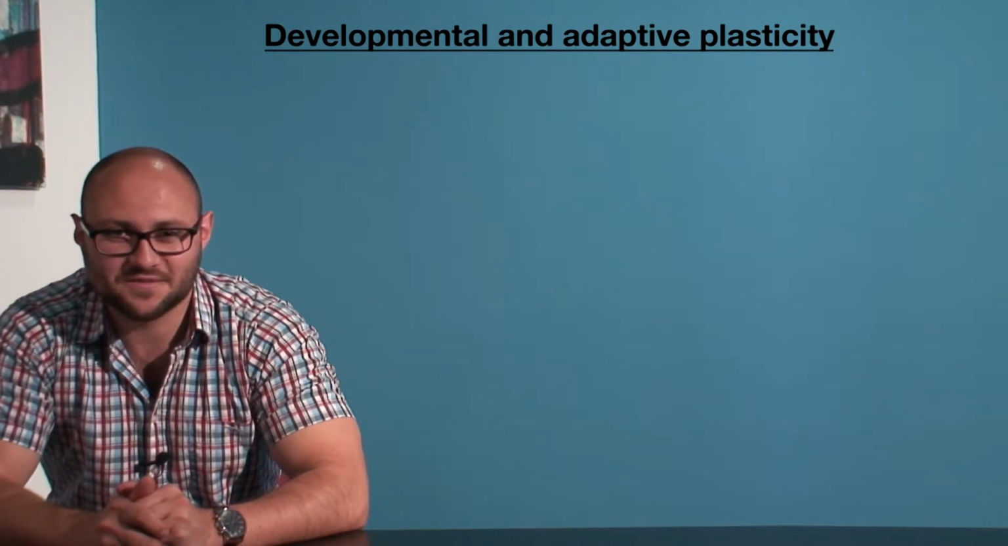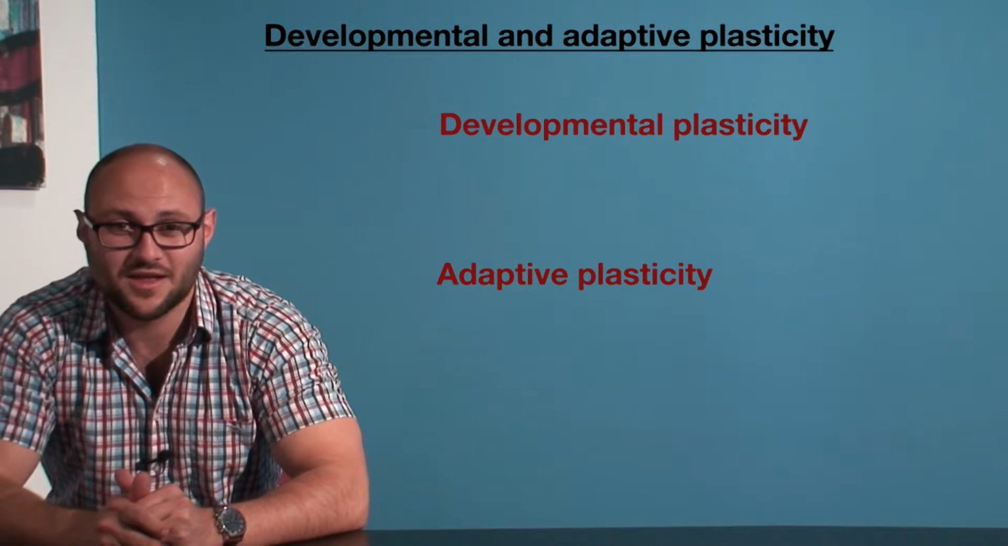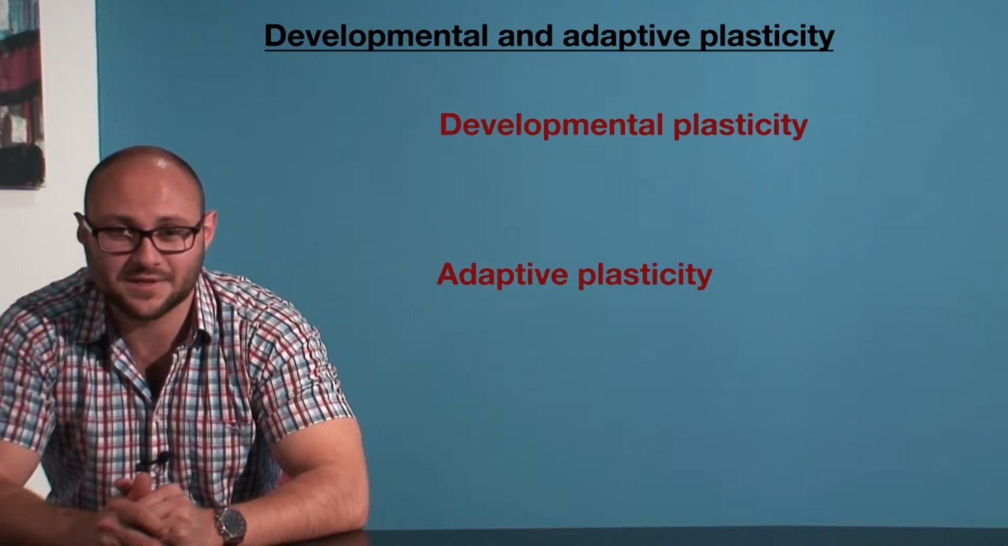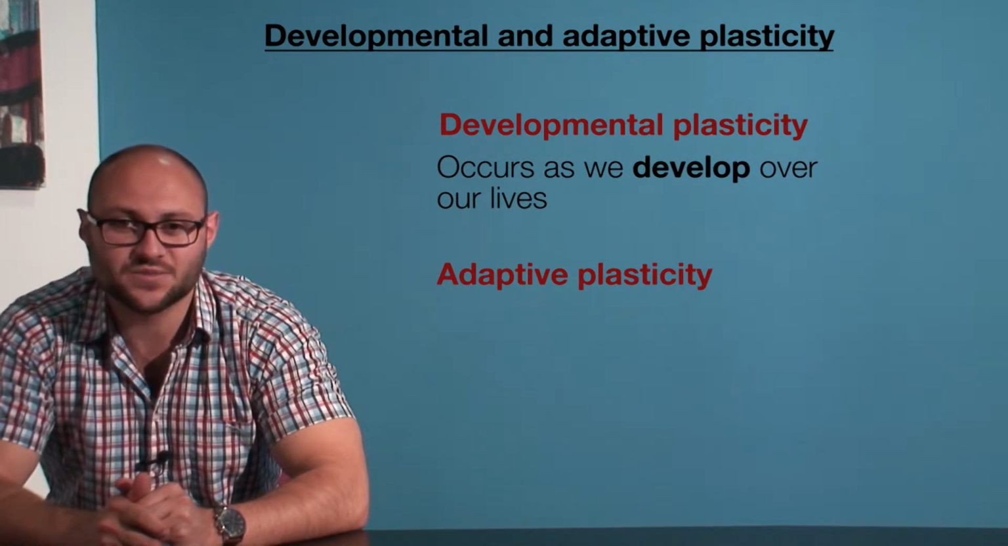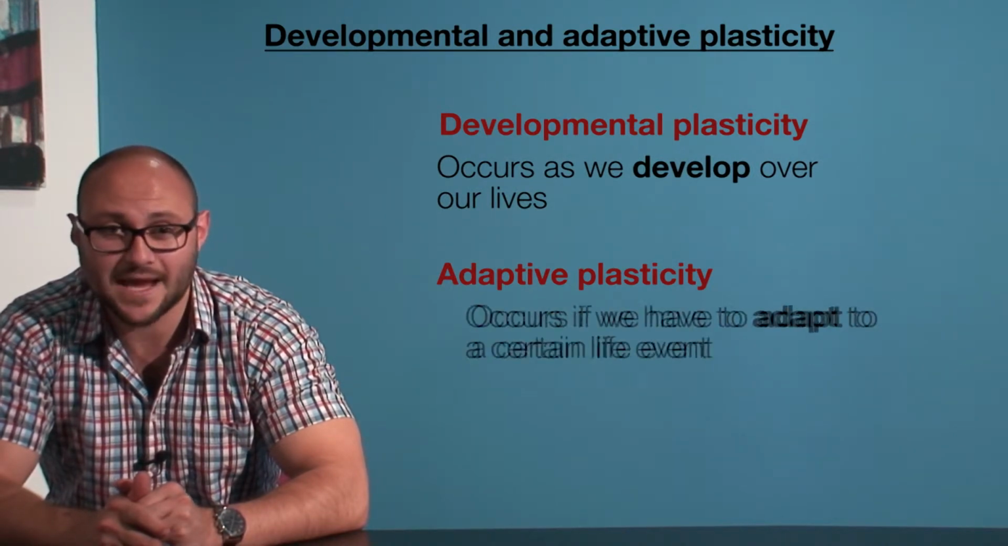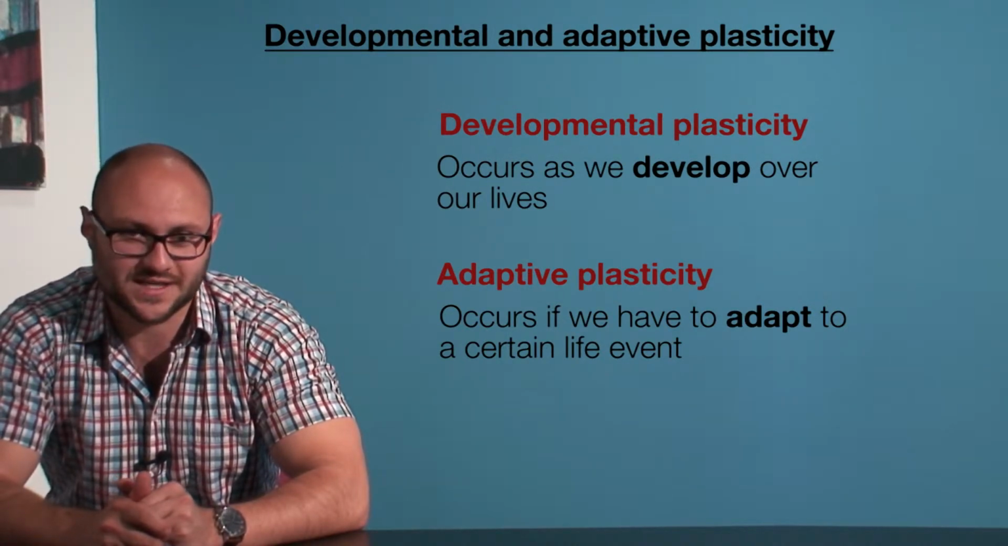There are two main types of plasticity: developmental plasticity and adaptive plasticity. The names are appropriate because they aptly describe what is happening. Developmental plasticity occurs as we develop over our lives, and adaptive plasticity occurs if we have to adapt to certain life events. Let's look at each in a bit more detail.